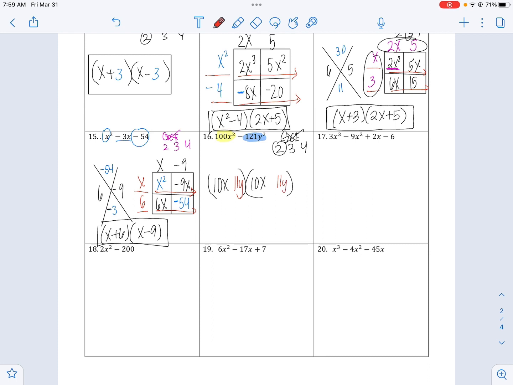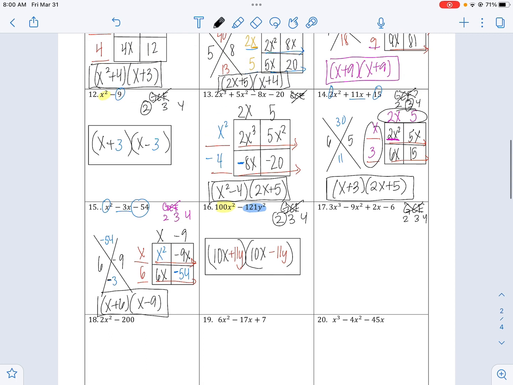Okay, now you're going to go ahead and put 1 positive, 1 negative, because we have a subtraction sign, and we want to make sure that that specific terms cancel. Okay, good job. Next question, GCF. Do we have one? No, we do not. 2 terms, 3 terms, 4 terms? I see that we have 4 terms.